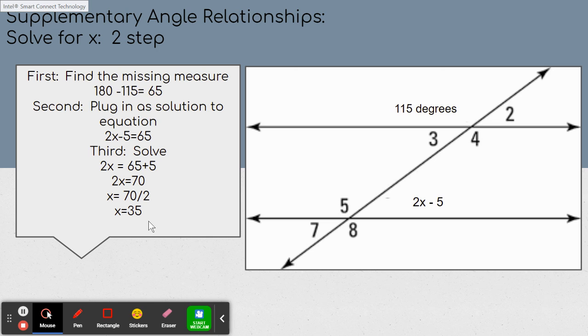Go ahead, get ready to follow the instructions. If you are at home, you're going to go through the Pear Deck slide so that you can go through and answer these questions.